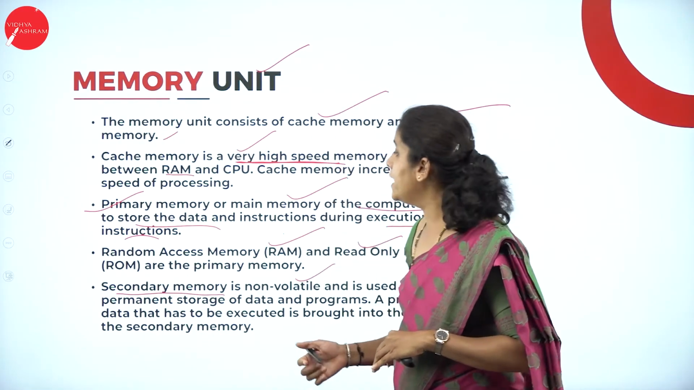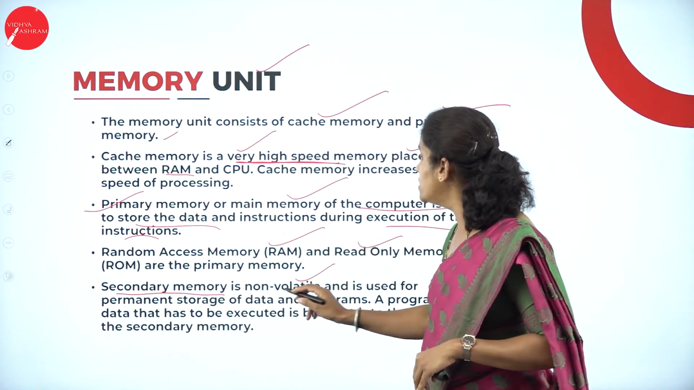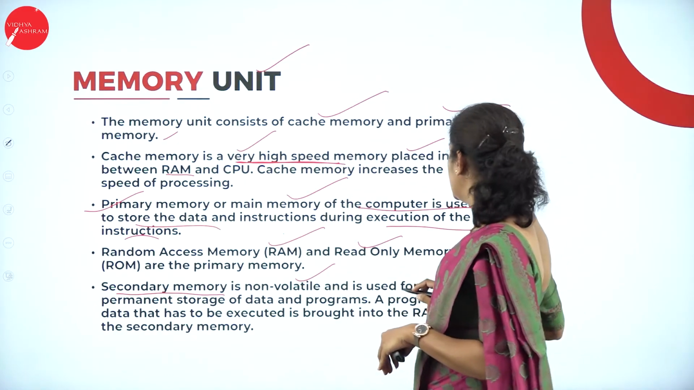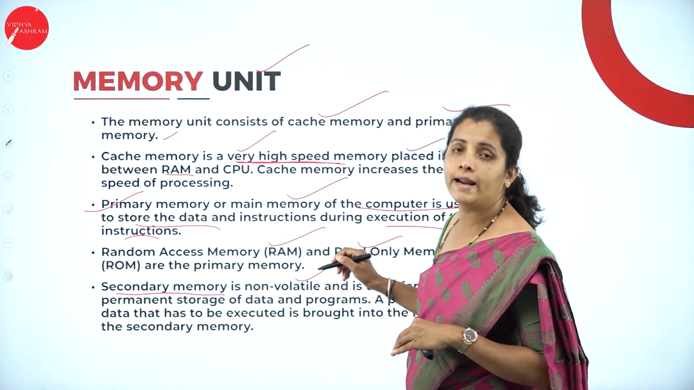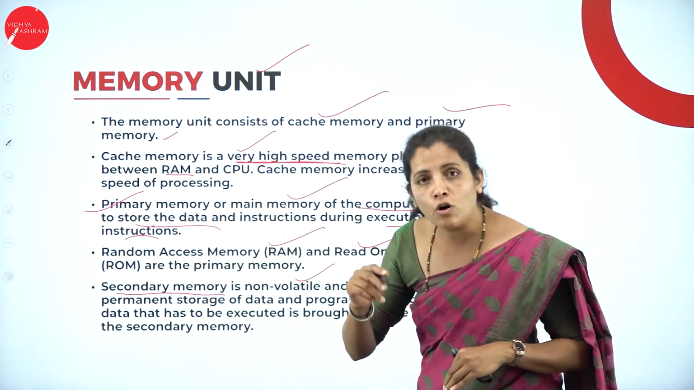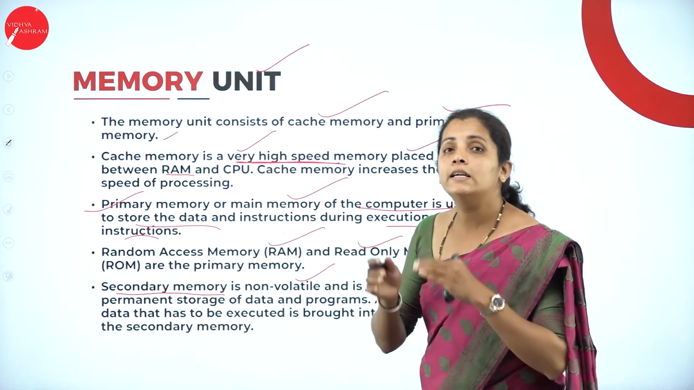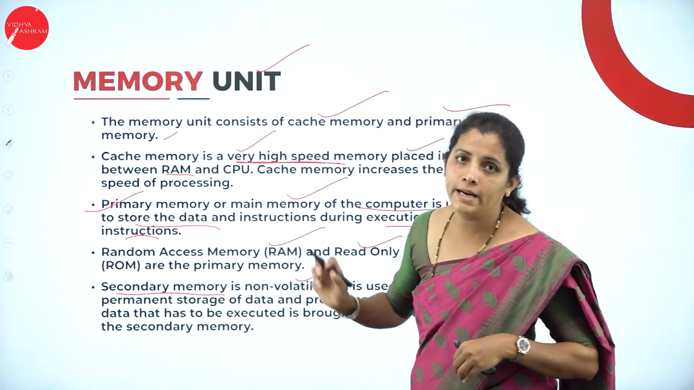Then we are going to get secondary memory. This secondary memory is also called non-volatile, and it is used for permanent storage of data and instruction. Secondary memory is mainly used to store the data permanently.